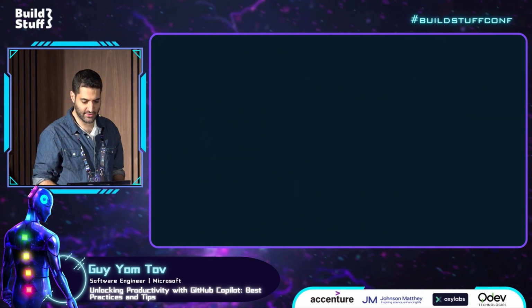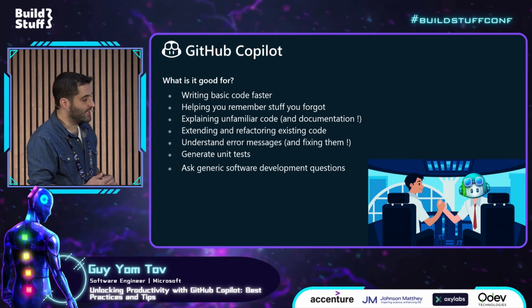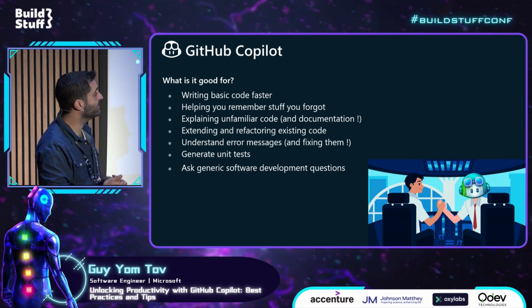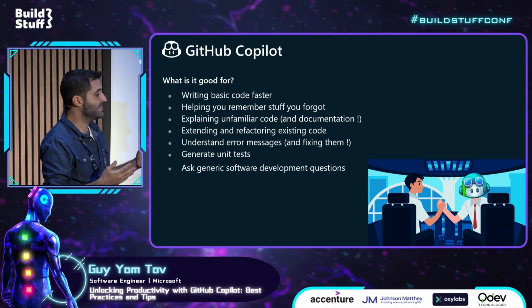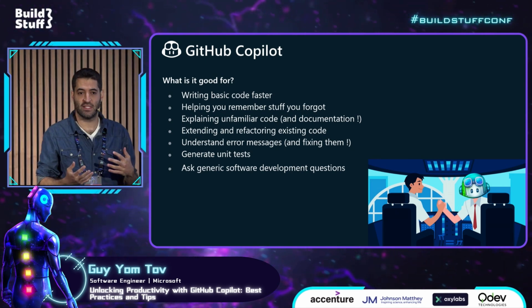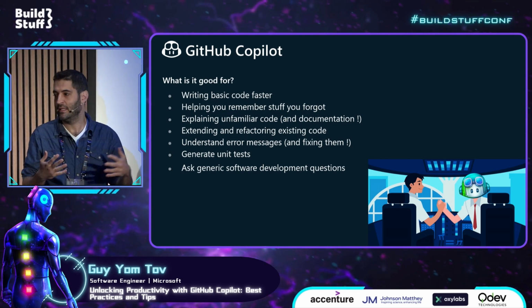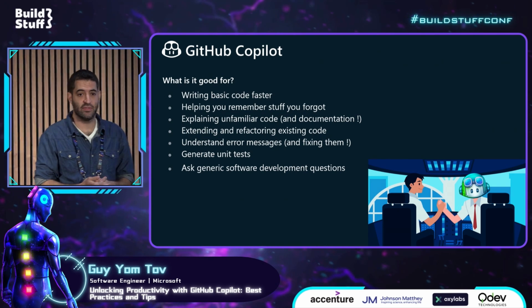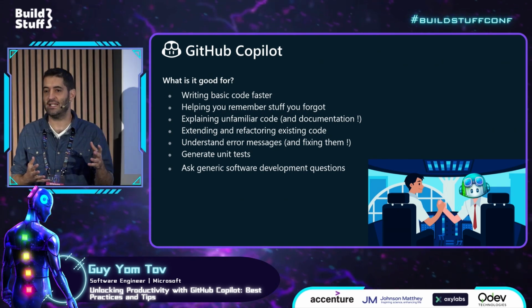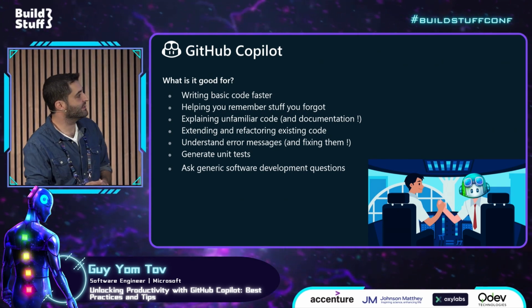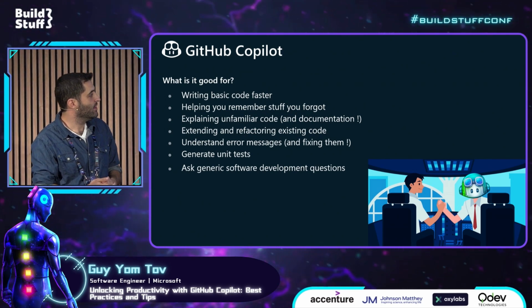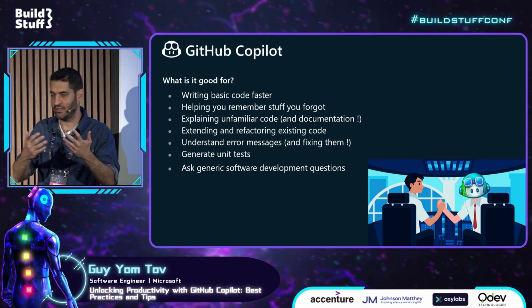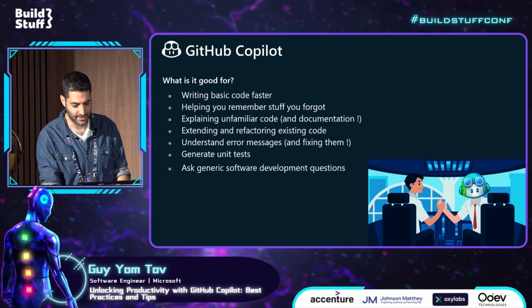So what we're going to see today, most of the session is going to be a live demo. We're going to see how we utilize GitHub Copilot to write basic code faster, help us remember stuff we forgot, or maybe introduce us to new stuff. Explain unfamiliar code, extend or refactor code, right? When we have some class and we want to change it a bit, understand error messages, generate unit tests, or ask general software developer questions on our project or in general, just like you would do with GPT.